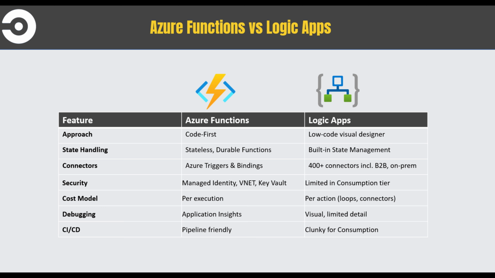What about connectors? Azure Functions have triggers and bindings. Logic Apps have 400-plus connectors, including B2B and on-premise connectors. In terms of security, Azure Functions have managed identity, VNet, and Key Vault integration. Logic Apps are limited in the consumption tier. The cost model for Azure Functions is per execution, but for Logic Apps, it's per action, including loops and connectors. In terms of debugging, Azure Functions integrate with Application Insights. Logic Apps are visual and have limited detail. In terms of CI/CD, Azure Functions are pipeline friendly. Logic Apps are clunky for consumption.